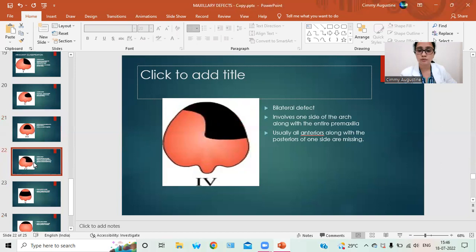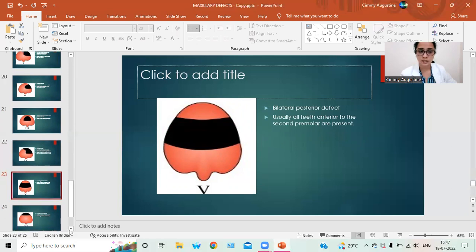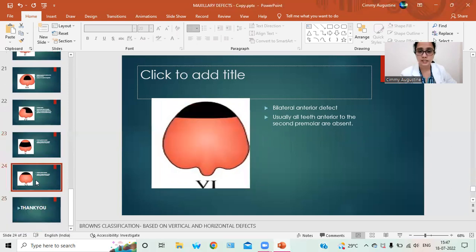Then we have class 4. This is a bilateral defect. This involves one side of the arch along with the entire premaxilla. So usually all the anteriors along with the posteriors of one side are missing. Now, class 5 defect is a bilateral posterior defect, in which usually all the teeth anterior to the second premolar are present. Then class 6 is a bilateral anterior defect. Usually all the teeth anterior to the second premolar are absent.